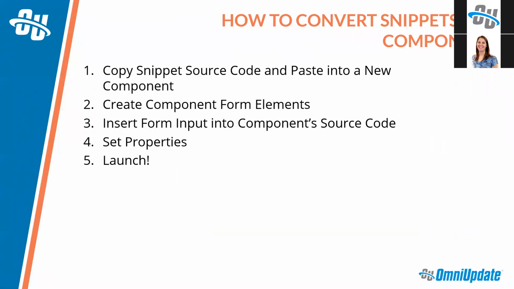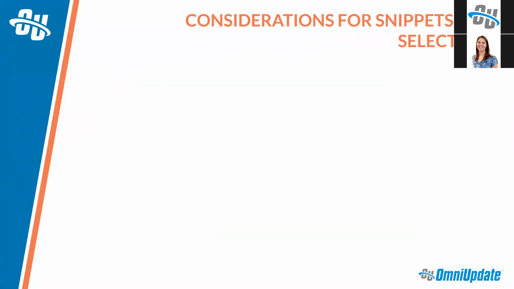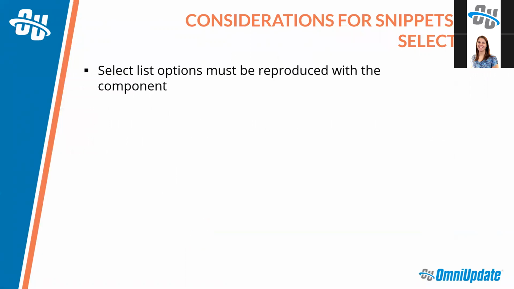Back over here, the last thing I wanted to talk with you about today has to do with considerations for snippets with select lists. Select lists are an additional inclusion in some of our newer implementations where, inside a table cell, rather than just having text that you fill in, when you click on it, JavaScript is going to provide you a listing of options and you can choose those options. If you're going to take one of those snippets and convert it into a component, the select list options must be reproduced within the component as well.